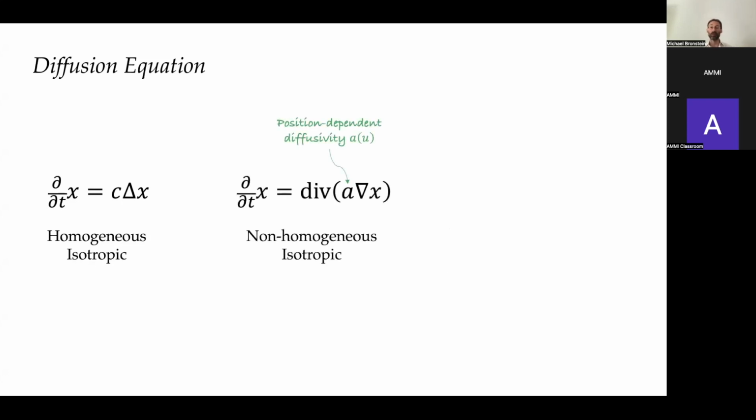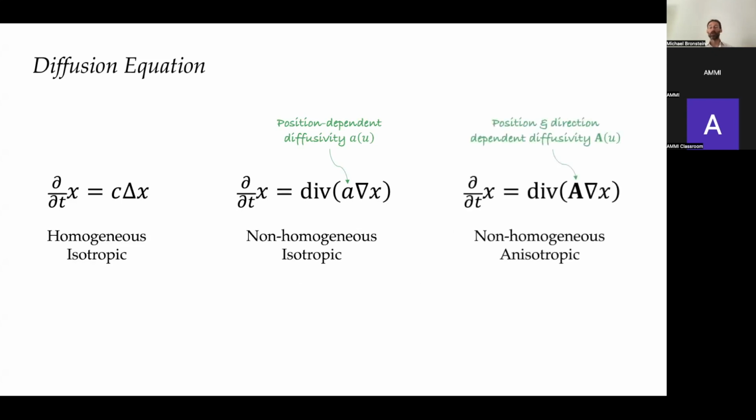So you can make the diffusivity position dependent. In this case, we call the diffusion non-homogeneous. Or you can make it not only position, but also direction dependent. And in this case, it's called anisotropic. So isotropic means same in every direction.